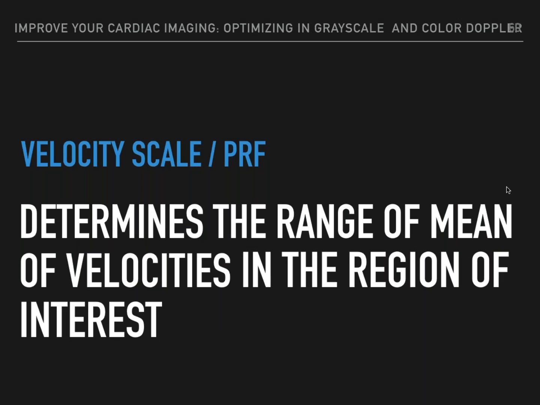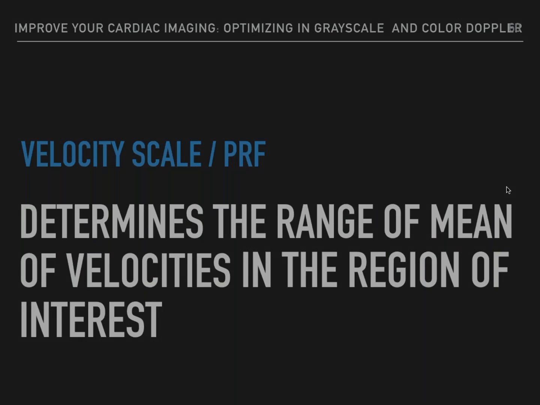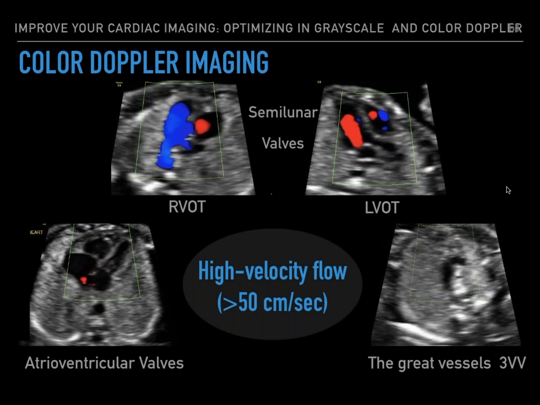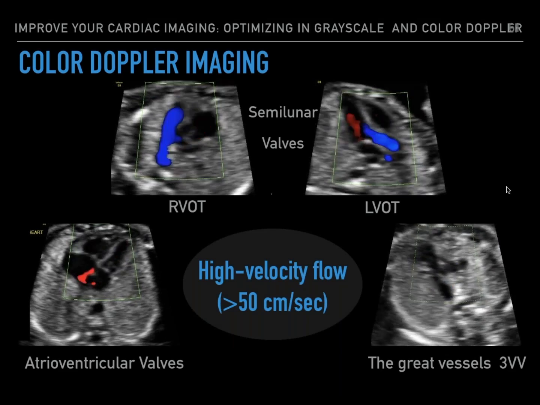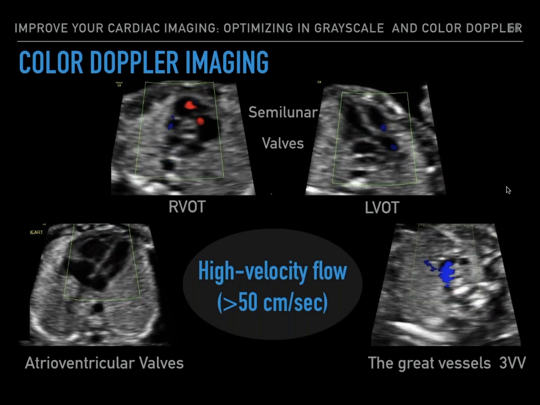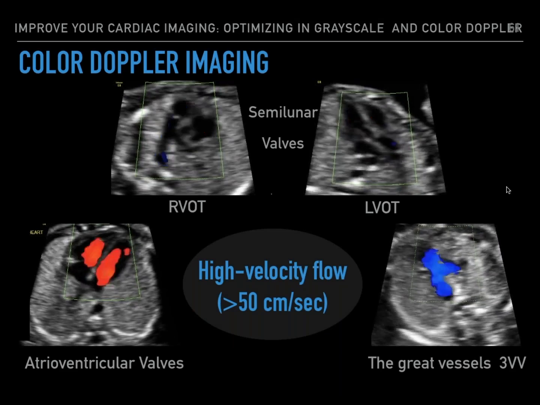Velocity scale, pulse repetition frequency. This determines the range of mean velocities in the region of interest. So for color Doppler interrogation of the AV valves, semilunar valves, and great vessels, a high velocity range of at least greater than 50 centimeters per second is appropriate.